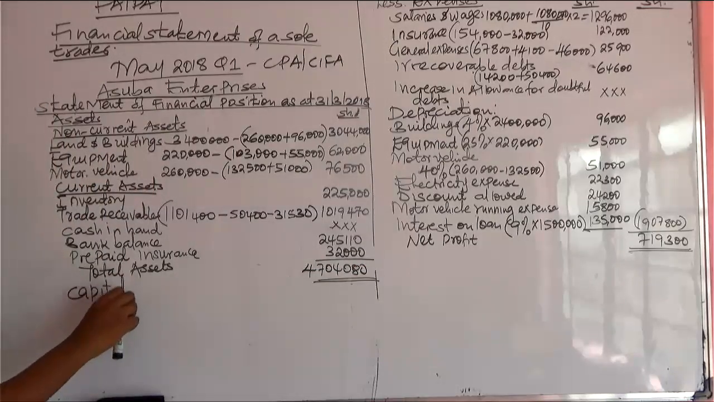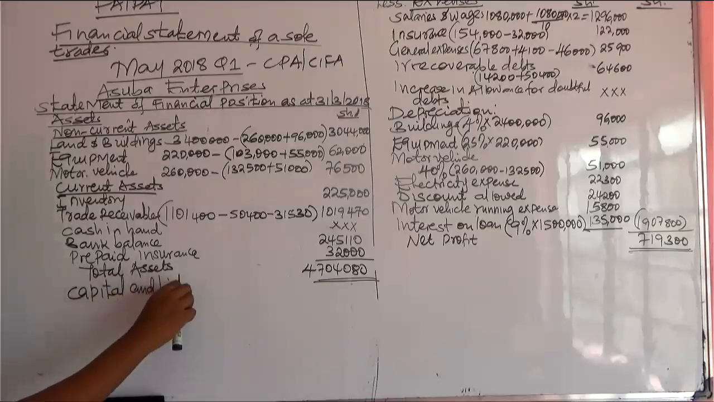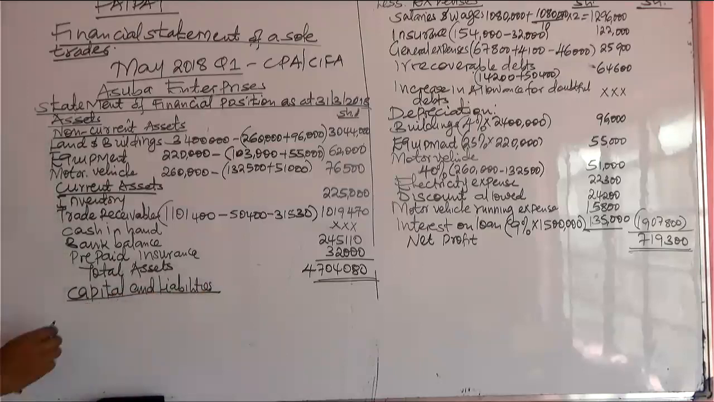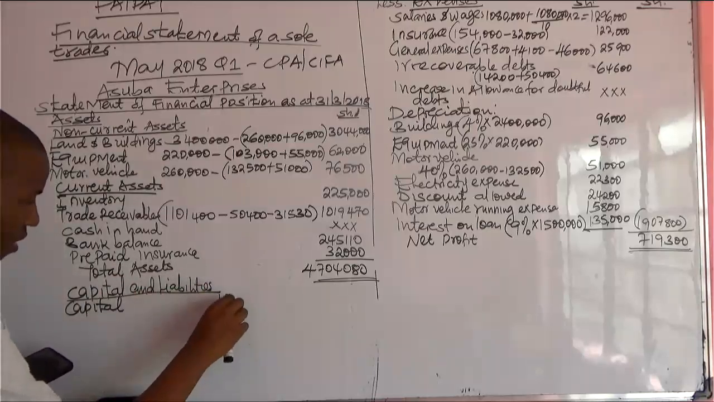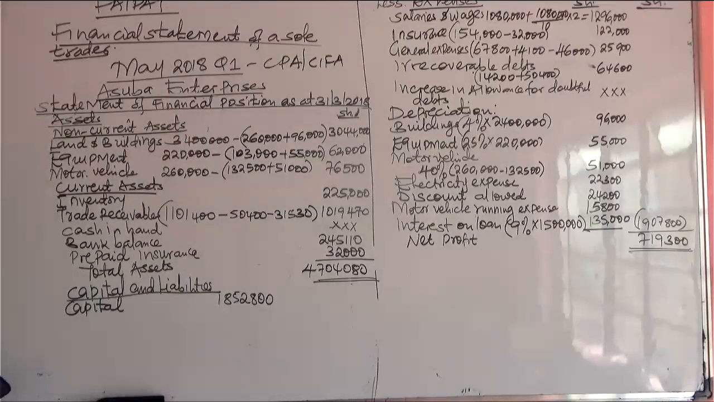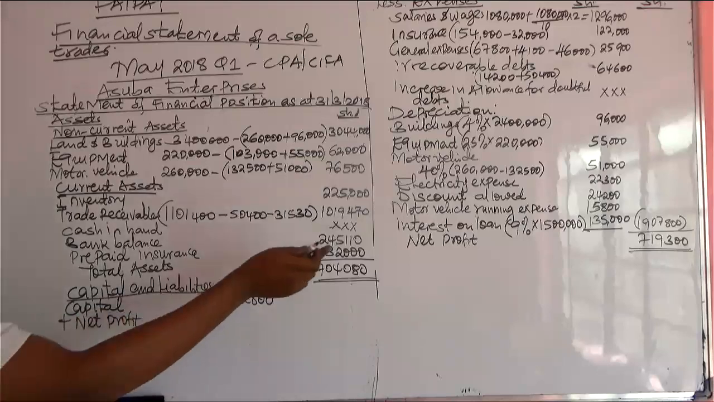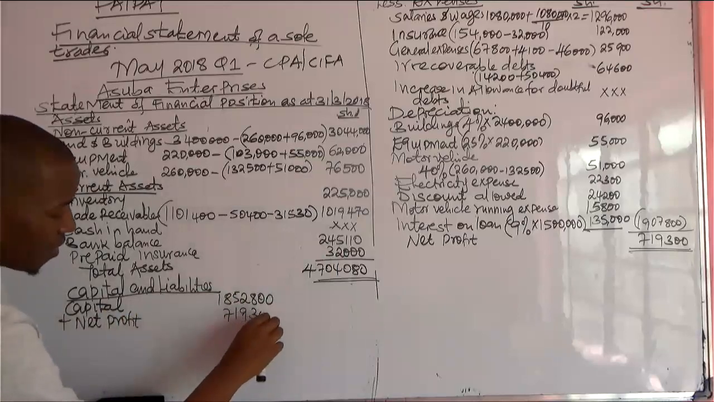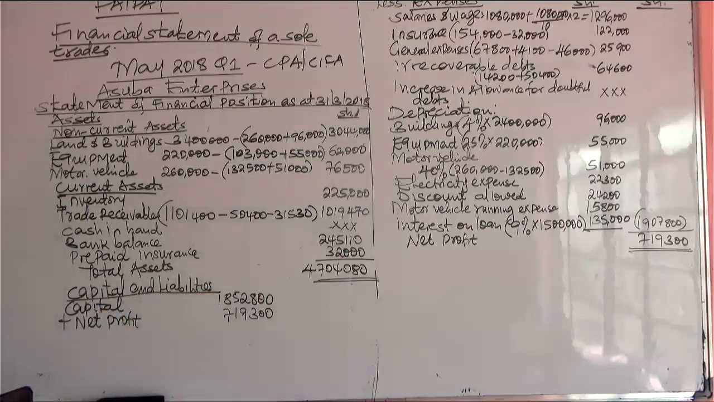So we go to capital and liabilities. For the capital and liabilities, we begin with the capital. So what was the capital? 1,852,800. So, right? You add the net profit. Net profit was 719,300. Then we less the drawings.